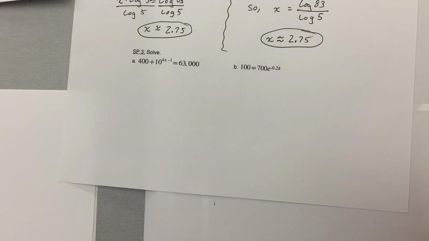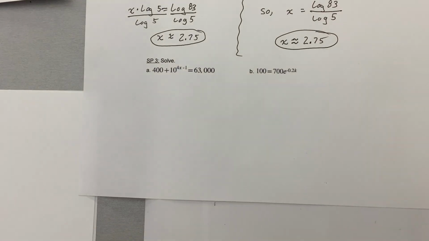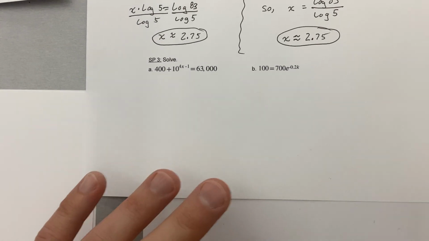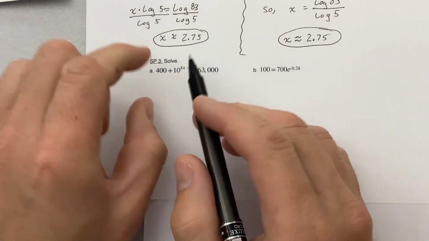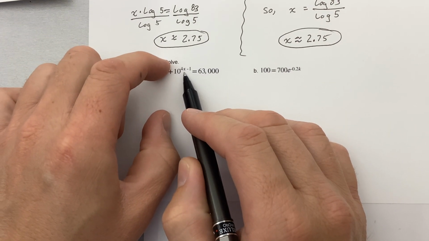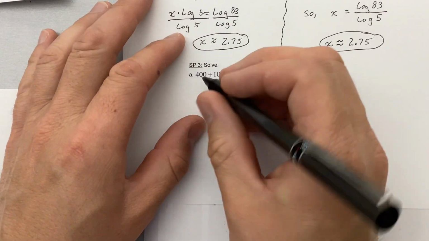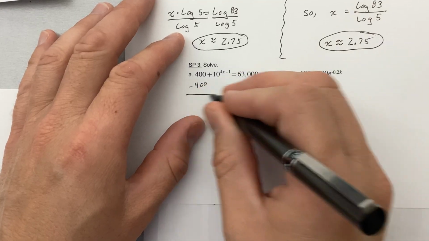Okay, so we're gonna ramp things up a little bit. Looking at 3a, 400 plus 10 raised to the 4x minus 1 is equal to 63,000. Beautiful. A little bit of inverse operations here, a little bit of logarithms possibly. Want to start chipping away at this x and getting it by itself on the left-hand side. So I see this 400 that can be moved over. So let's go ahead and subtract 400 from both sides.